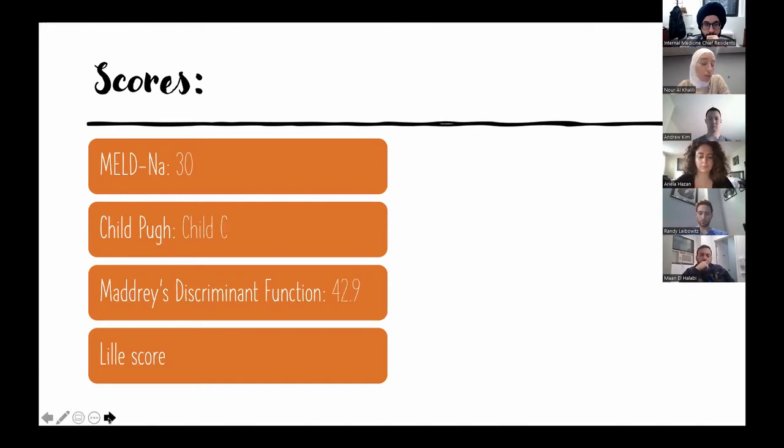So when it comes to clinically managing this patient, we really need to know his MELD score, Child-Pugh score, Maddrey's score for management of alcoholic hepatitis, and Lille score after 1 week of steroids. But do you know, in the MELD score, what's the benefit of a MELD score in such patients?